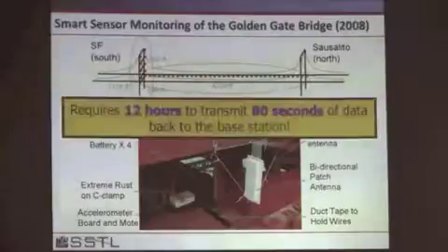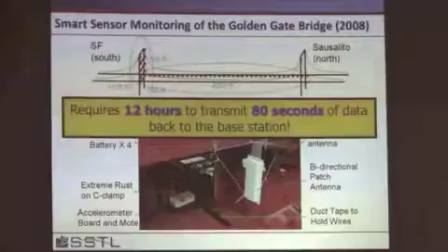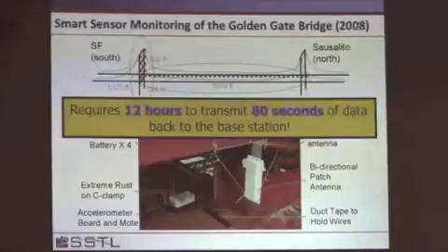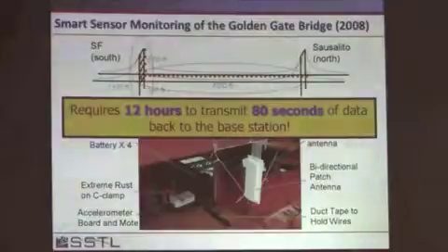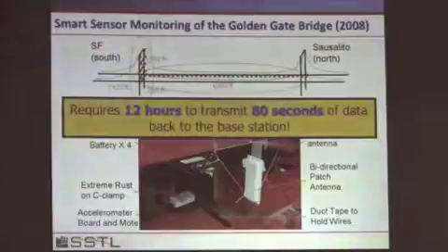Now, the challenge was that it required 12 hours to collect 80 seconds of data. What if you wanted to collect 5 minutes of data or 10 minutes of data? It could take days. So no wonder they needed these large batteries. The problem was that they treated this wireless sensor network as though it were a wired network. They tried to emulate the wired network, but you can't do that with wireless sensors.